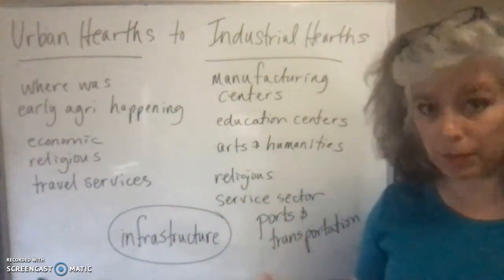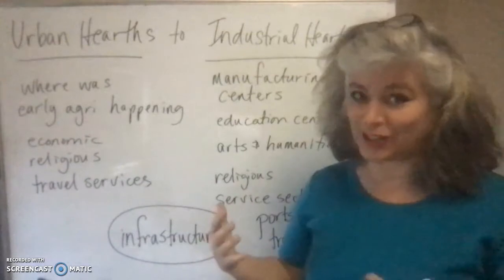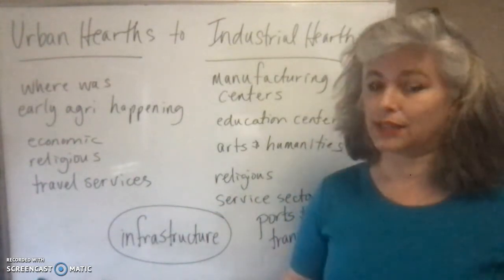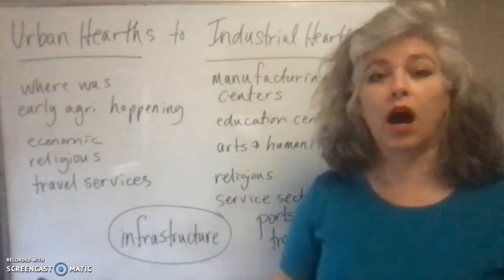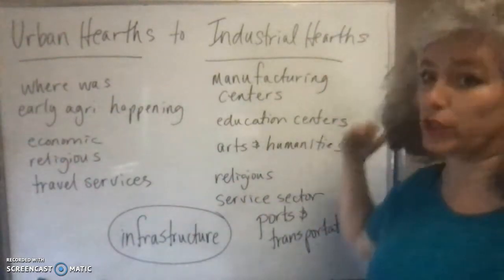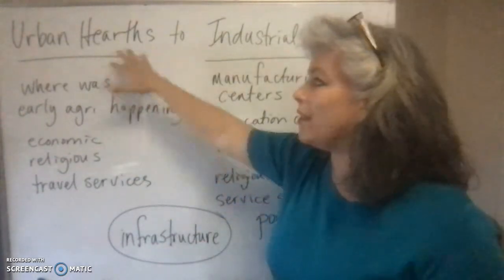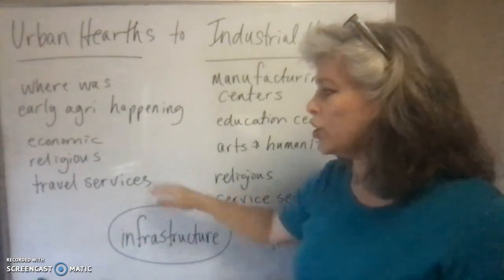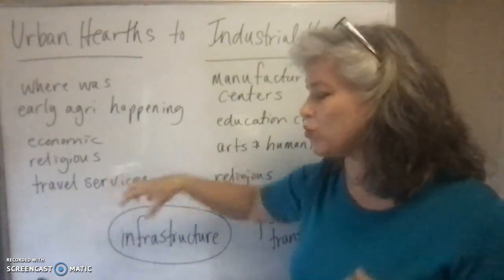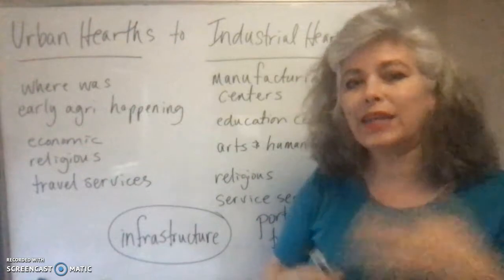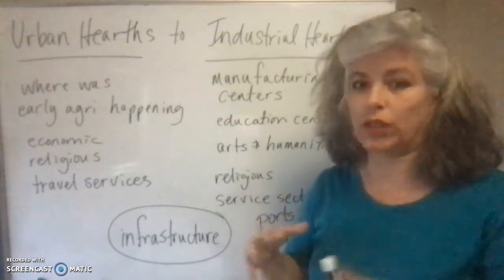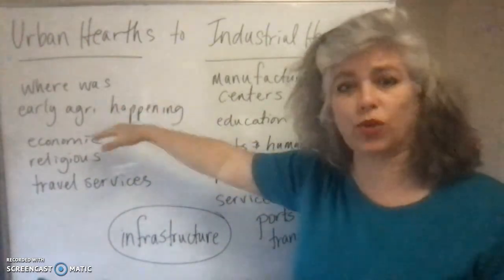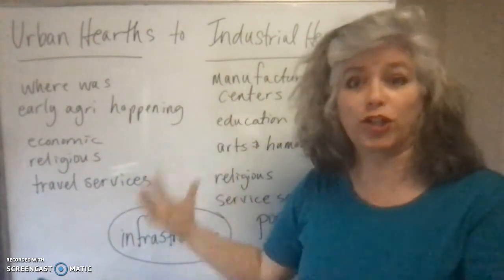Okay, so urbanization has to do with city building, and there have to be resources for cities to provide to travelers and residents in order for them to become urban centers or industrial centers. So in the early urban hearths of the early urban revolution, you had economic, religious, and travel kind of functions in addition to residences that were available in those urban centers. But the primary reason they were happening was the agricultural function that it served.